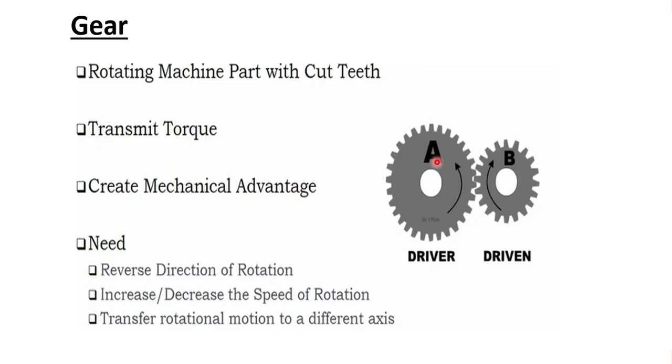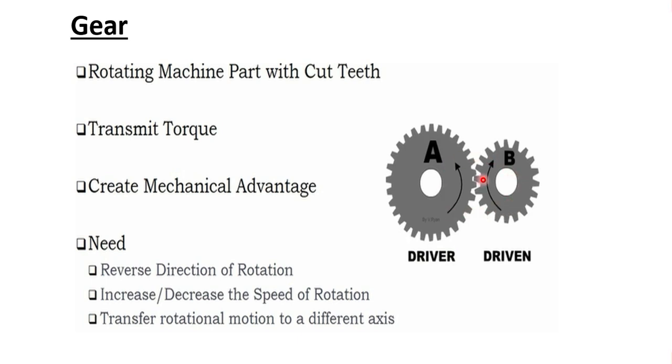Now, what is a gear? A gear is a rotating machine part with cut teeth. It is generally meshed with another gear, which is useful in transmitting torque. As you can see here, the first one is the driver and the other one is the driven. Both are meshed with each other, and as we can see, the driven is running at twice the RPM of the driver. So the gear ratio here is 2:1.